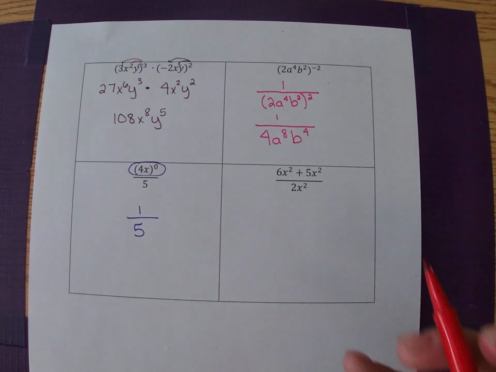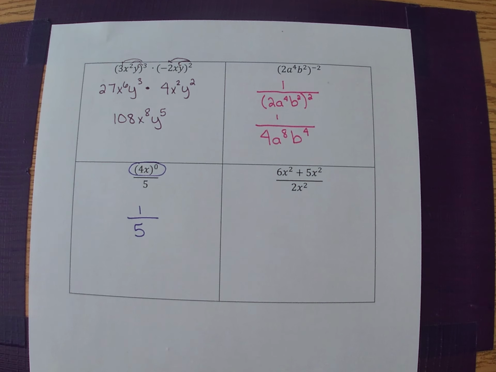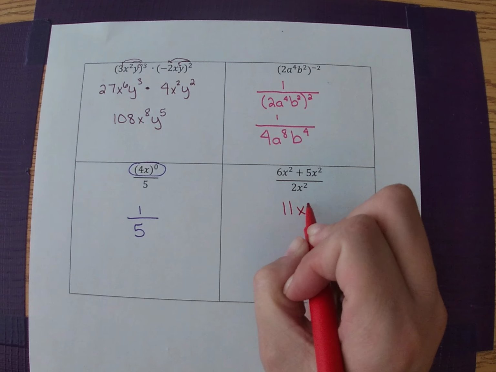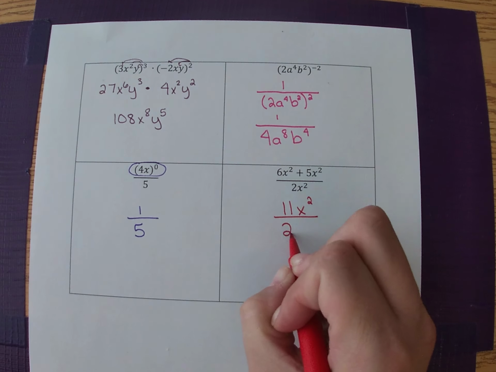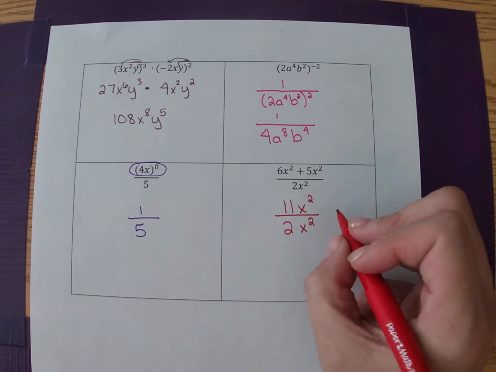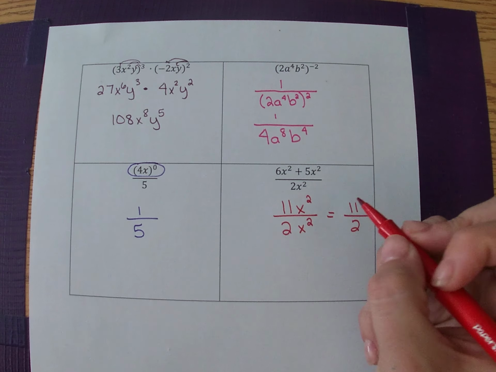Okay, then our last one goes back to my suggestion. If there's an operation in the numerator or the denominator, I always suggest you take care of that first. So 6 plus 5 gives me 11x squared over 2x squared. All right, then I'm going to deal with the division. I can't do anything with the 11 over 2. That doesn't simplify any further.